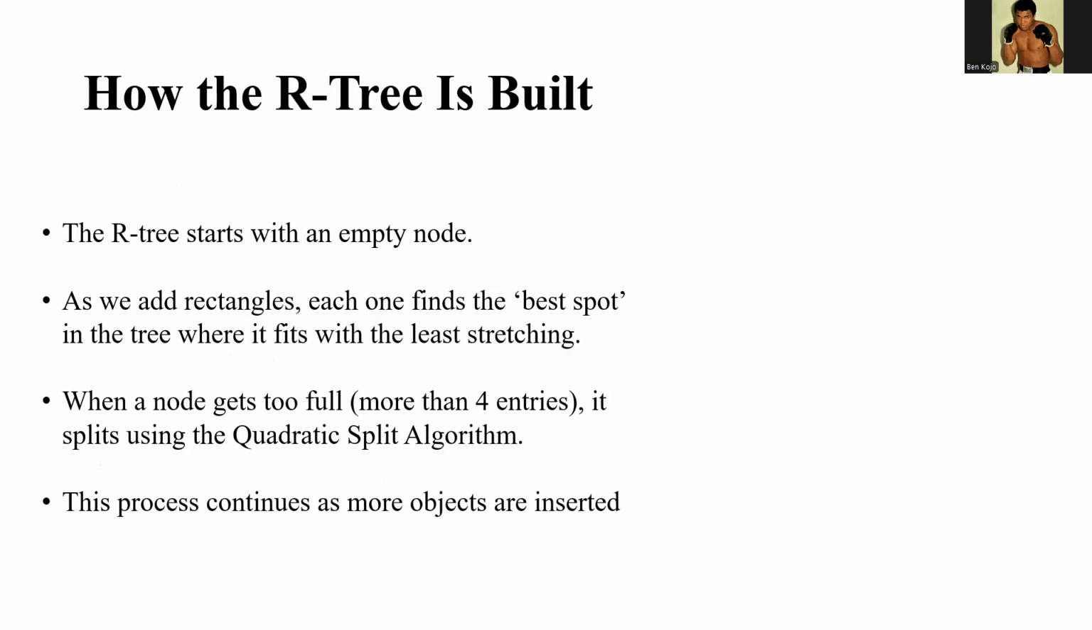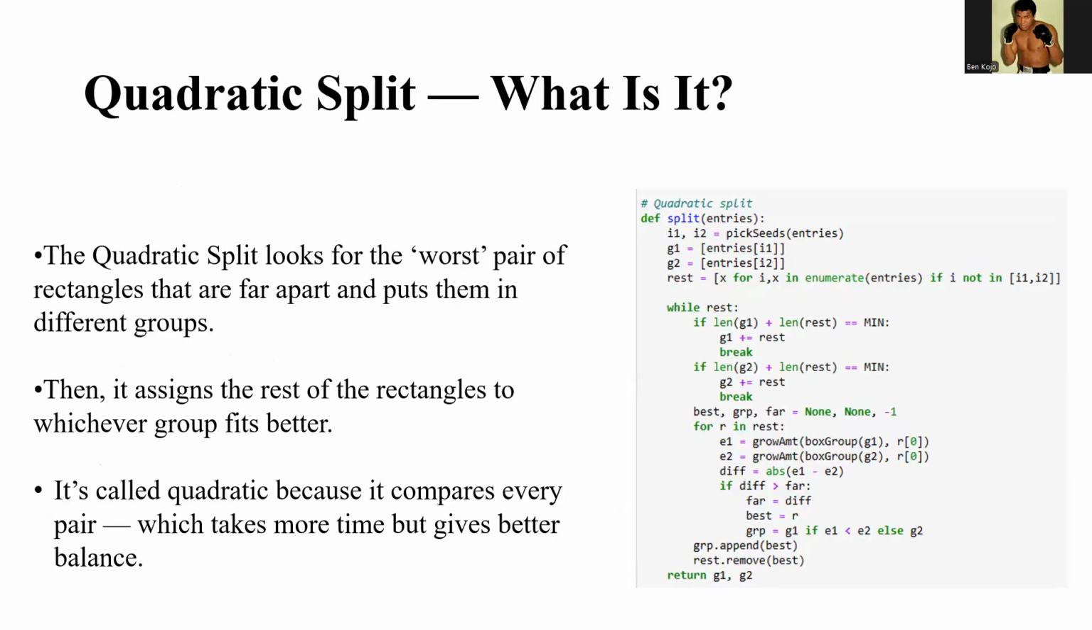Then how is the R tree built? The R tree starts with an empty node, and as we add rectangles, each one finds the best spot in the tree where it fits with the least stretching. When a node gets too full, it splits using the quadratic split algorithm. This process continues as more objects are inserted.